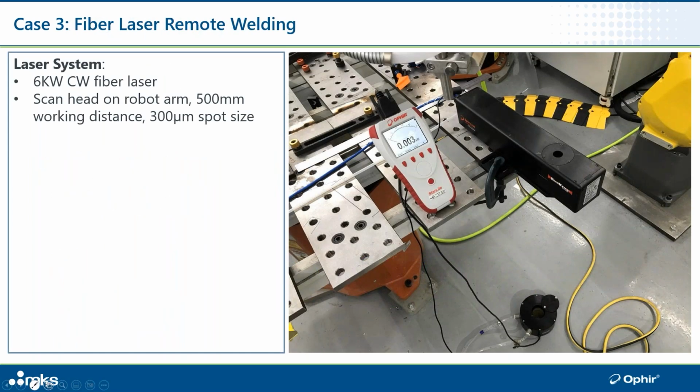And then the third case study I want to talk about is fiber laser remote welding. Now this particular lab was developing a weld on aluminum with a multi-mode 6 kilowatt CW fiber laser. There was a scan head that was connected to a robot arm. Probably a lot of you are very familiar with that particular system. It was a remote welding system that was doing on-the-fly welding. It had a 500 millimeter working distance and a 300 millimeter spot size.